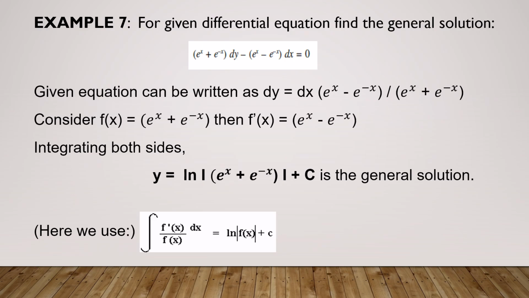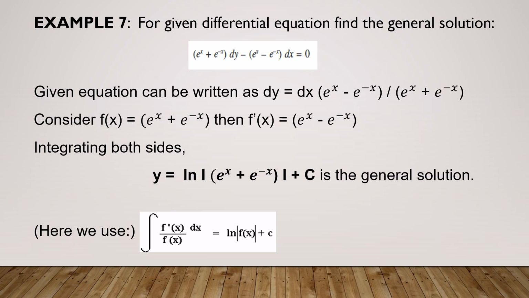Example: for the given differential equation, you need to find the general solution. The differential equation is e raised to x plus e raised to minus x into dy minus e raised to x minus e raised to minus x into dx equal to 0. As I told you, the trick is just bring the terms having x on one side and y on the other side. So here I can write dy is equal to dx into e raised to x minus e raised to minus x upon e raised to x plus e raised to minus x.